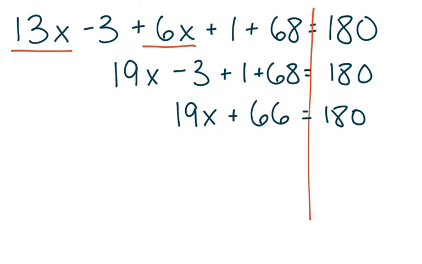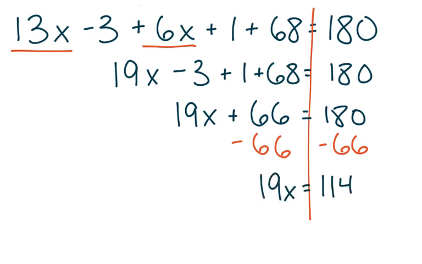What's our first step to solving this equation? We need to subtract 66 from both sides and then bring everything else down. What should the next line of the equation be? All right, we have 19x equals 114. Right now, we need to figure out what times 19 equals 114. So we can divide both sides by 19, and we know what x equals now.